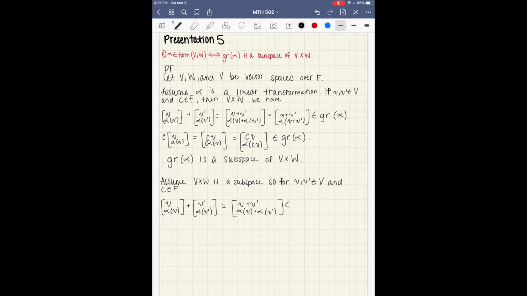So now that we have that, we can say that this is an element of the graph of alpha, so that alpha v plus alpha v prime equals alpha(v plus v prime). So we have the addition shown. Now we have to show the scalar multiplication.